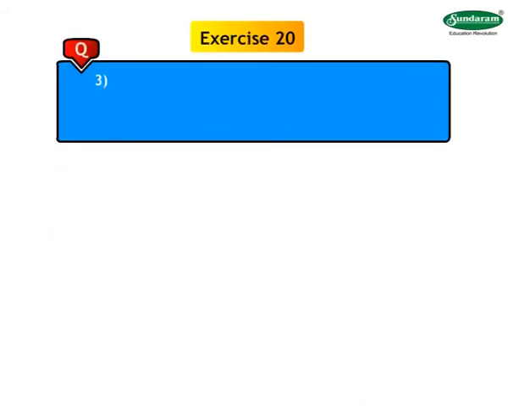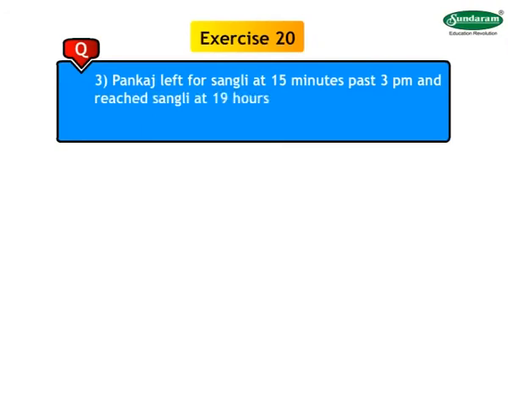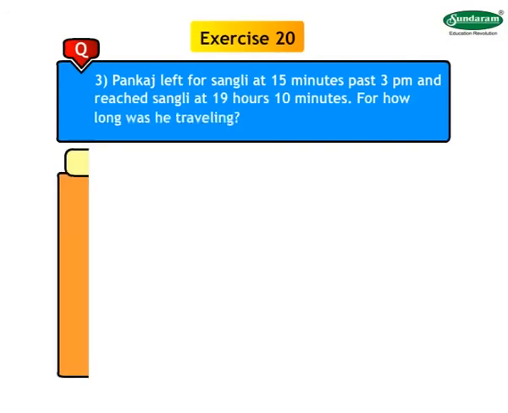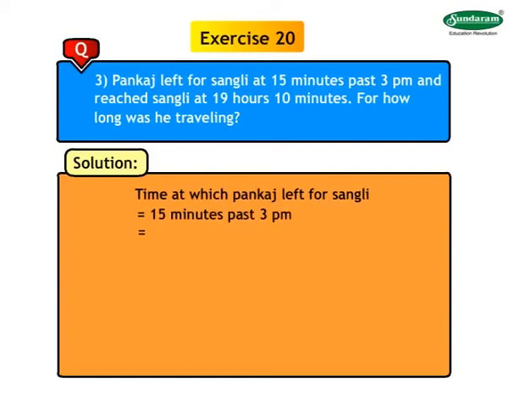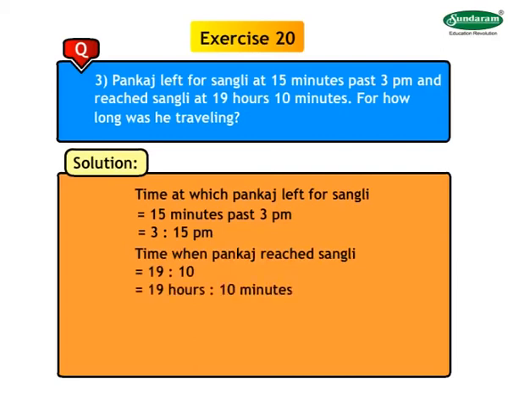3. Pankaj left for Sangli at 15 minutes past 3 p.m. and reached Sangli at 19 hours 10 minutes. For how long was he travelling? Solution. Time at which Pankaj left for Sangli is equal to 15 minutes past 3 p.m., which is equal to 3:15 p.m. Time when Pankaj reached Sangli is equal to 19:10, which is 19 hours 10 minutes.